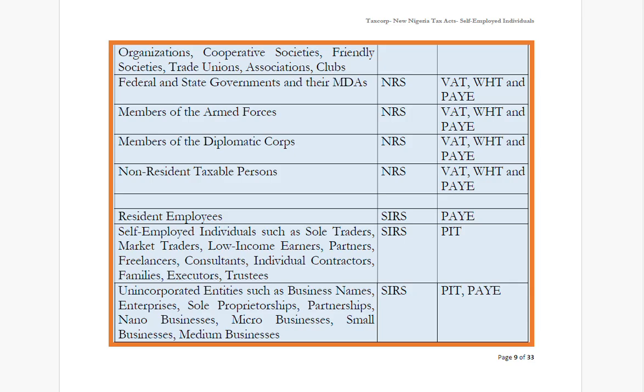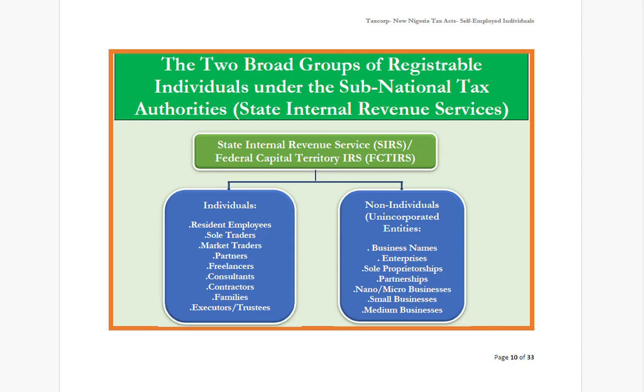The next group is the unincorporated entities such as business names, enterprises, sole proprietorships, partnerships, nano businesses, micro businesses, small businesses, and medium businesses. Again, they are under the subnational State Internal Revenue Service or Federal Capital Territory Internal Revenue Service. They pay personal income tax and they pay for their employees.